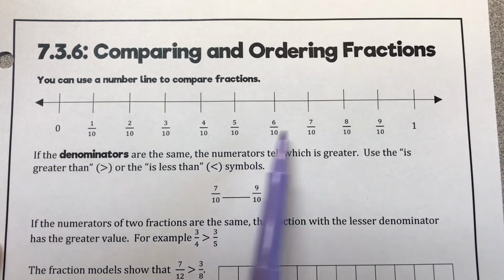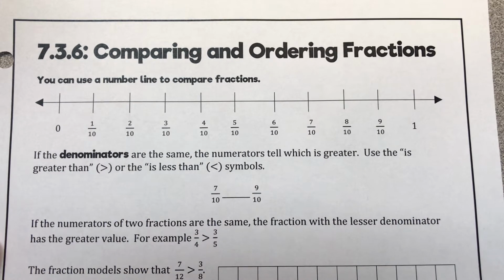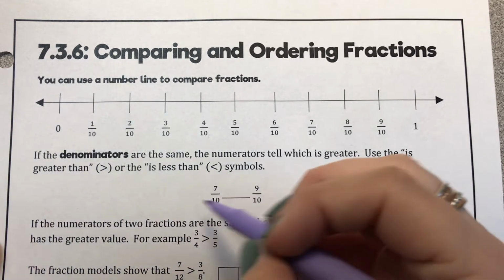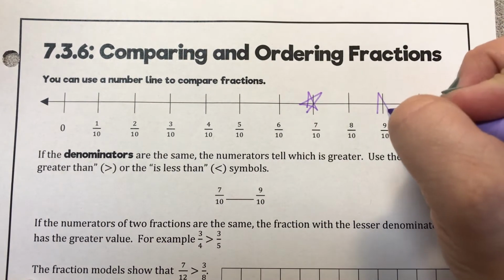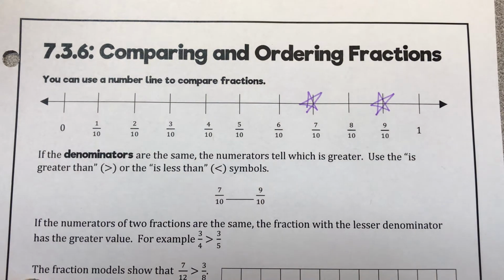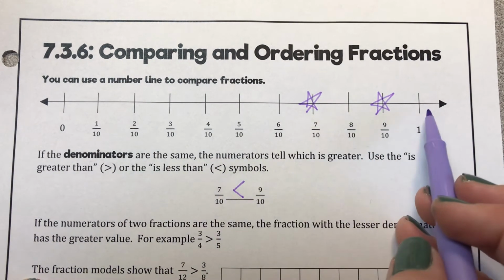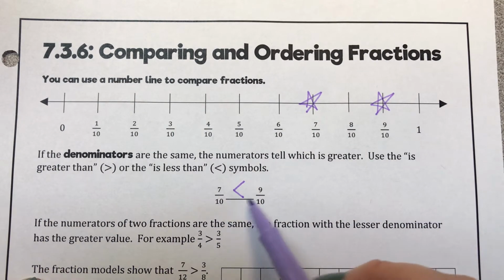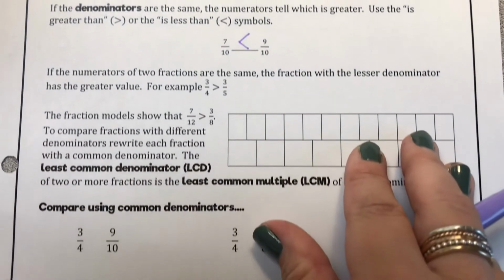And if they have the same denominator, you can easily look on a number line, okay, and see which one is larger. So for example, 7/10 and 9/10. This would be 7/10. This would be 9/10. So which one is larger? 9/10, right? It's closer to 1. And if they have the same denominator, you just look at the numerator and figure out which one is bigger.